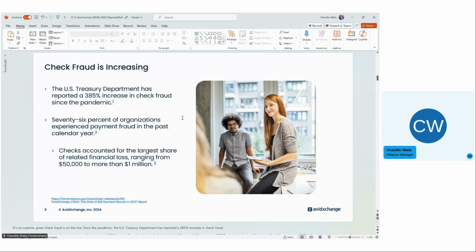So I think the first thing that comes to anybody's mind when we talk about paper is going to be checks. And check fraud is higher than it has currently ever been. The U.S. Treasury Department has reported a 385% increase in check fraud since the pandemic. It is something we hear about 24/7. So, what do you do about check fraud? Do you have people following up on the checks? Tell me how your checks are secure.